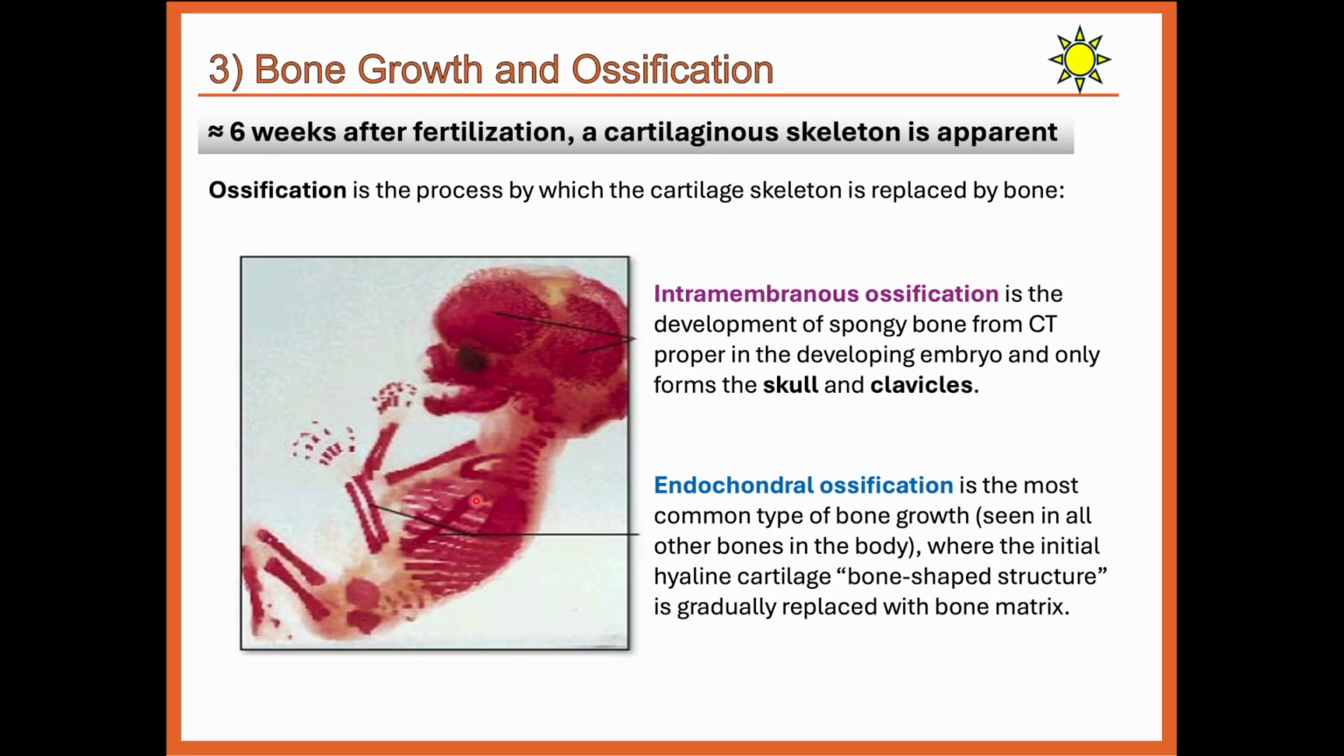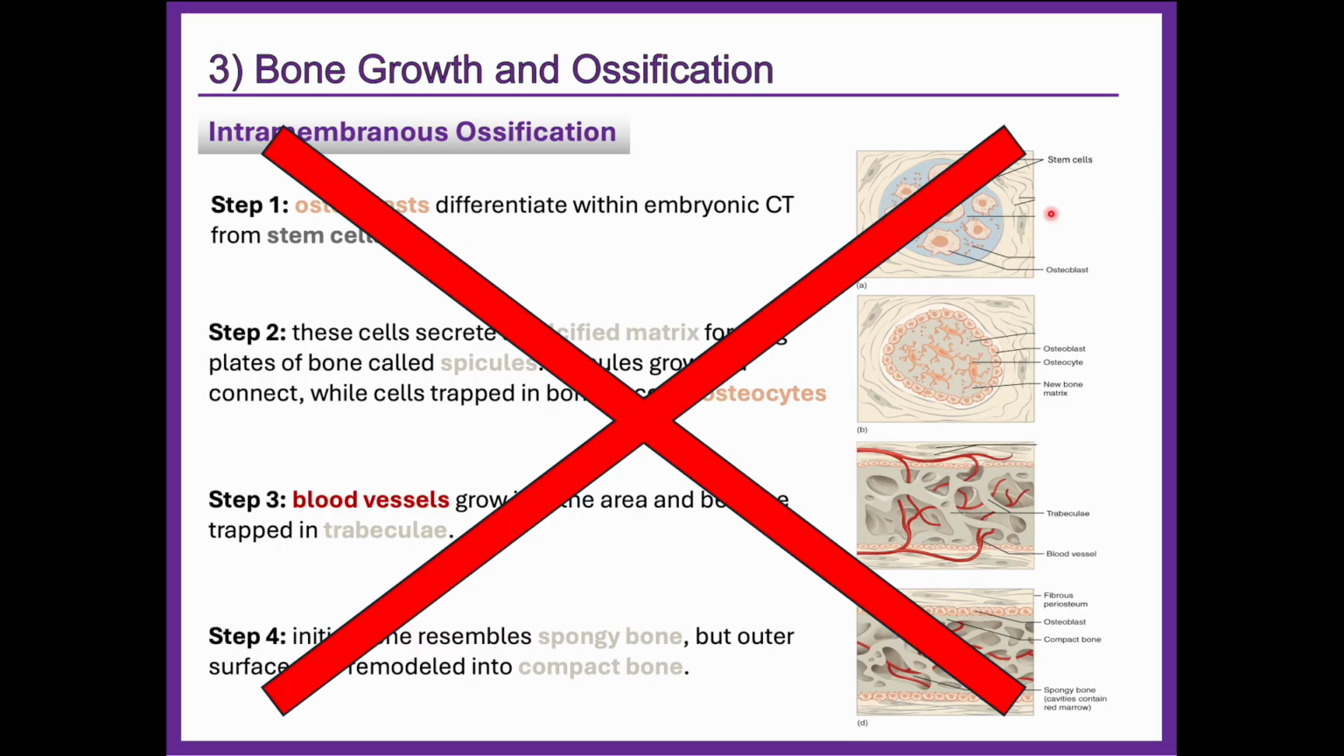This is how intramembranous ossification works in the skull and the clavicles. This is the process it goes through. I don't need you to know this for the exam. But basically, all of this cartilage becomes bone, and it becomes these spiky trabeculae. Remember, spongy bone equals the trabeculae.